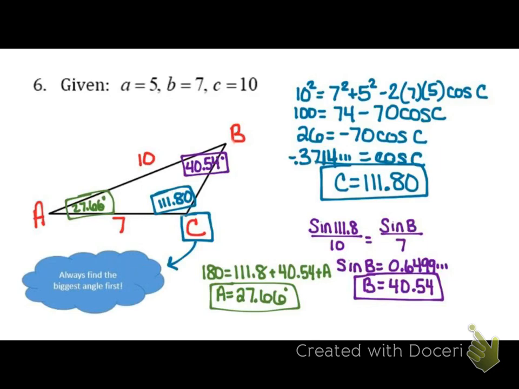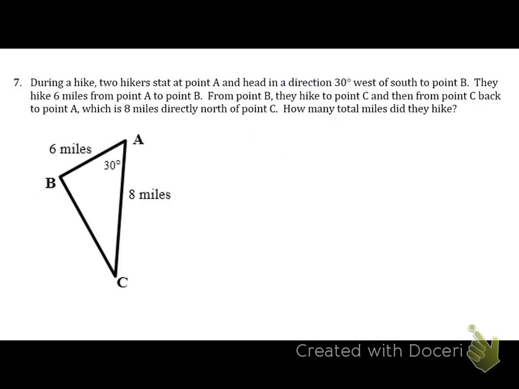Okay? All right, there you go. Your angles. Did you get 111.8 for angle C, 40.54 for angle B, and then 27.66 for angle A? Okay? Hopefully you did. If you did not, come in, sit down, we'll talk about it and figure it all out. Okay? All right. A couple of application problems for you, and then we're done.